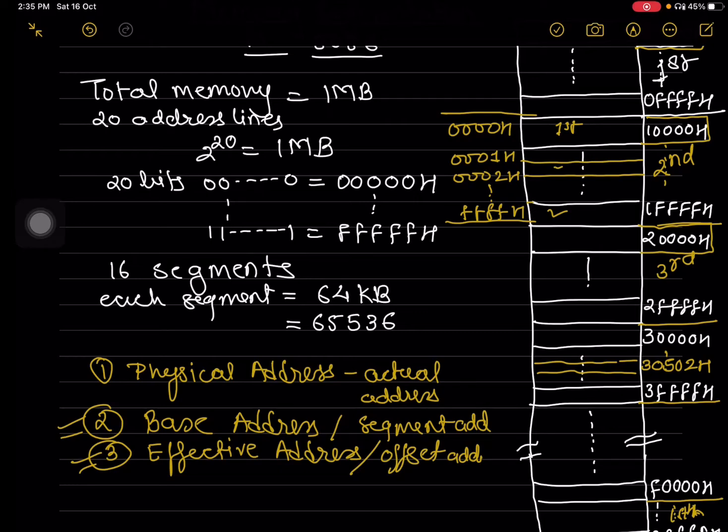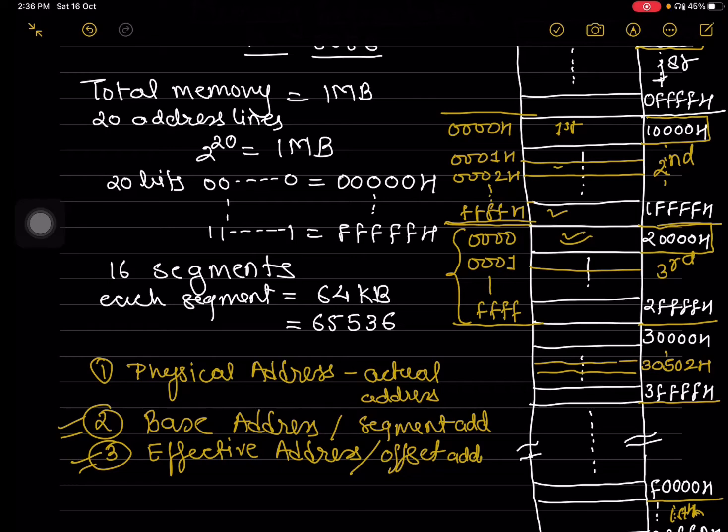For the next segment as well, the first location is 0 locations apart from the starting location. Next location is 1 location apart from the starting location, and so on, as the last location is FFFH locations apart. So if I consider the effective addresses, then for every segment the set of effective addresses is the same, because every segment has 64 KB memory locations.